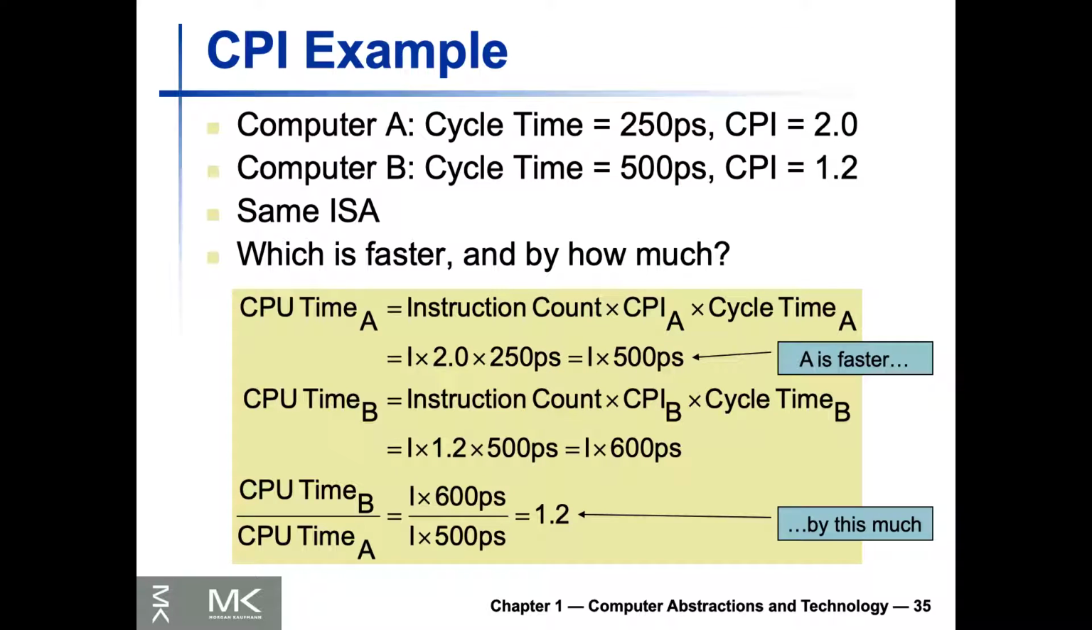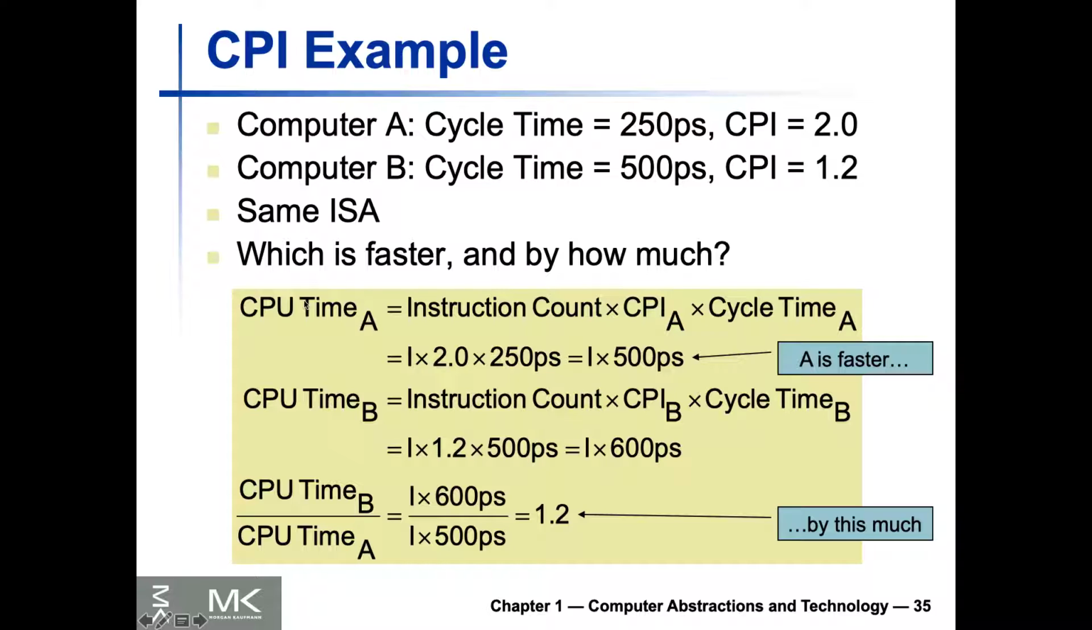All right. So computer A has a cycle time of 250 ps. The cycles per instruction is 2, right? And computer B has a cycle time of 500 ps, and its CPI is 1.2, right? Both having the same ISA. That means that their architecture, for instance, both of them are having the RISC-V ISA. They have the same 64-bit, for instance, ISA. So let's see which is faster.